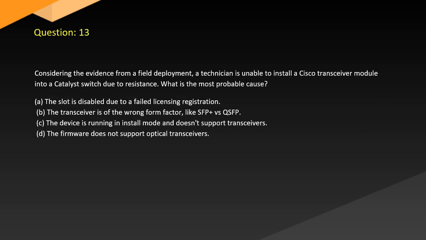Question 13. Considering the evidence from a field deployment, a technician is unable to install a Cisco transceiver module into a Catalyst switch due to resistance. What is the most probable cause? A. The slot is disabled due to a failed licensing registration. B. The transceiver is of the wrong form factor, like SFP+ versus QSFP. C. The device is running in install mode and doesn't support transceivers. D. The firmware does not support optical transceivers.